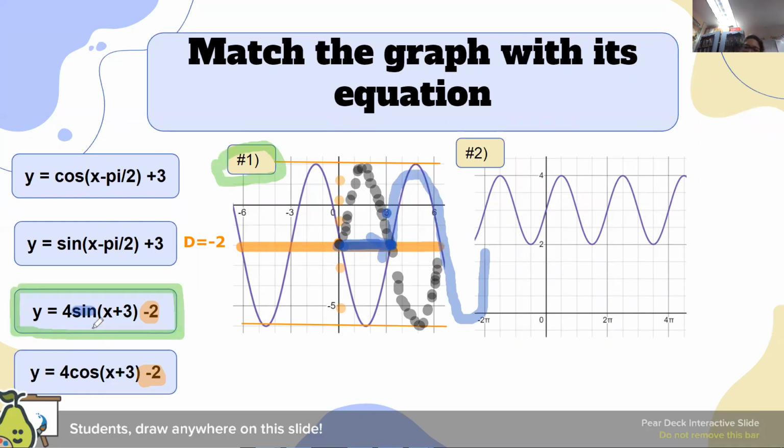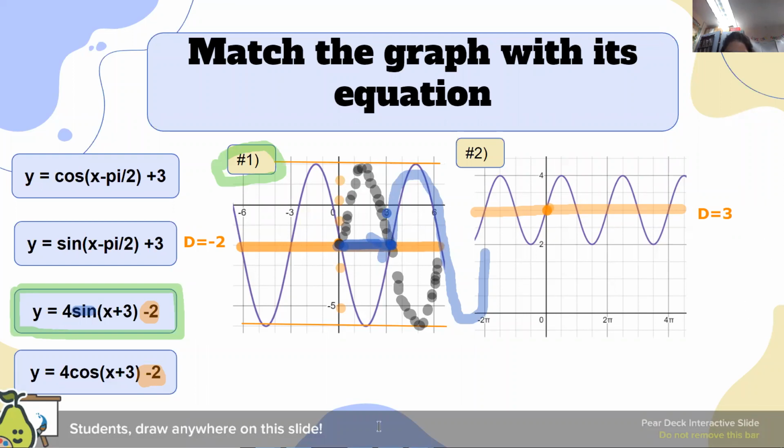Let's do graph number 2. First things first, we need to identify the midline. The midline is the center, and for this one it's a little easier to see that it is right here. It looks like that is 3. If this is 2 and this is 4, right in between there is 3. So D is equal to positive 3.